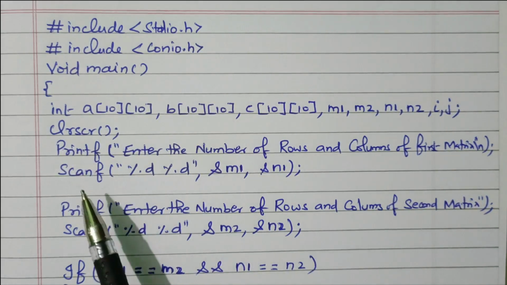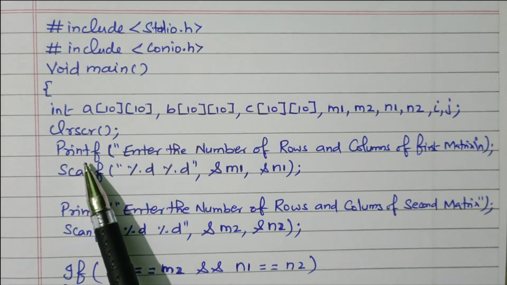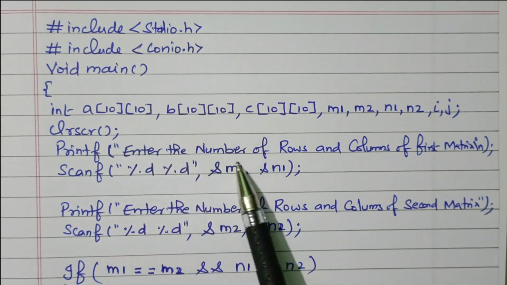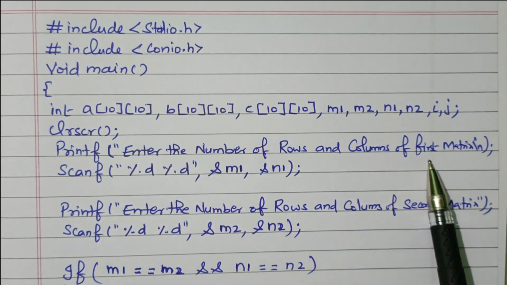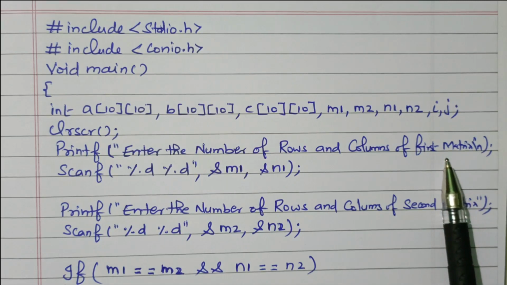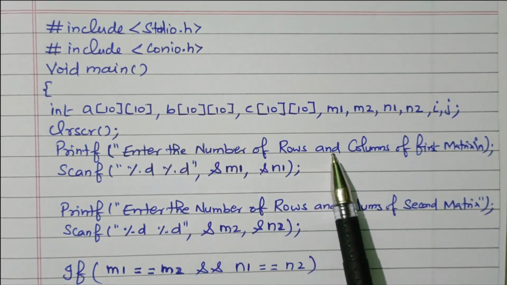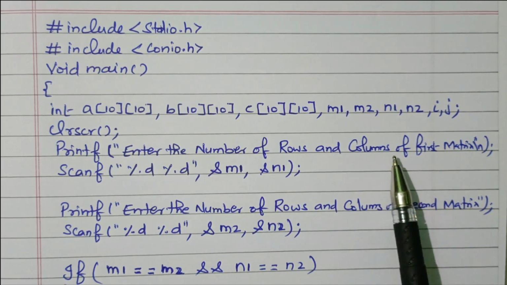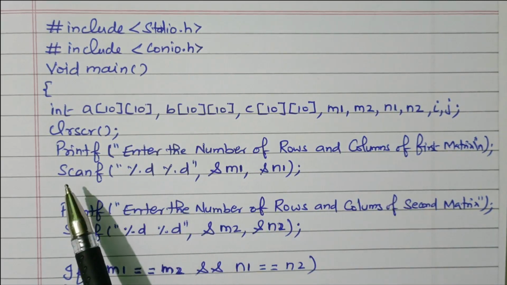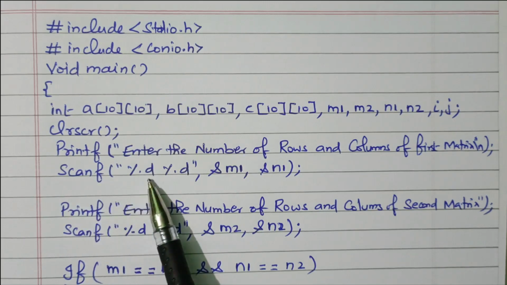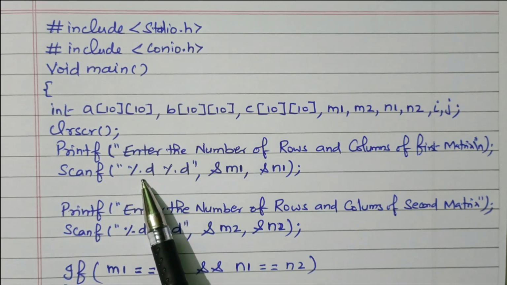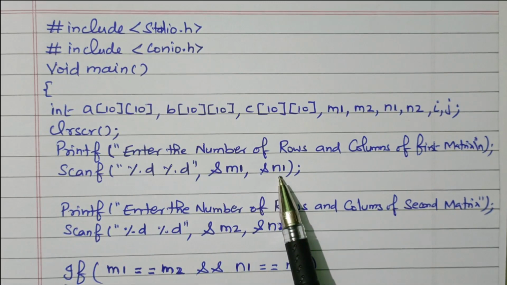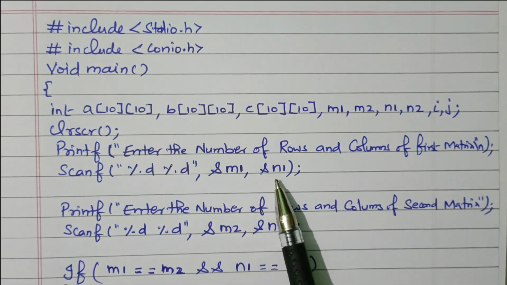Right. After clrscr, first we need to get the details from the user. Enter the number of rows and columns of the first matrix. We are asking the user to enter the number of rows and columns in the first matrix. So the user will enter 2 data, which are scanned by this scanf, %d, that refers to integer type, and M1 and N1. This is the row size, this is the column size.